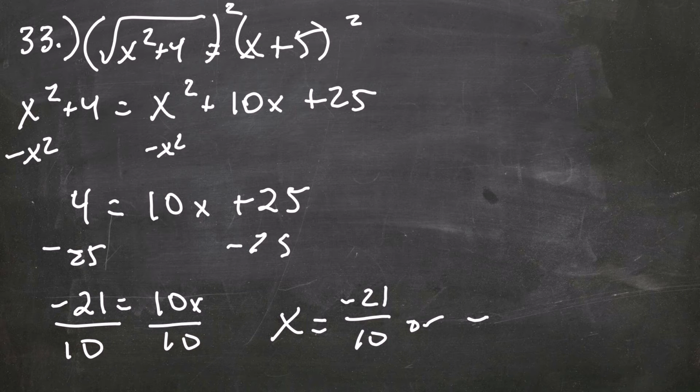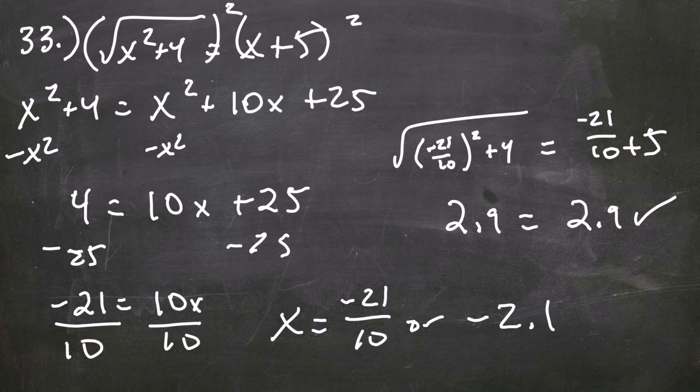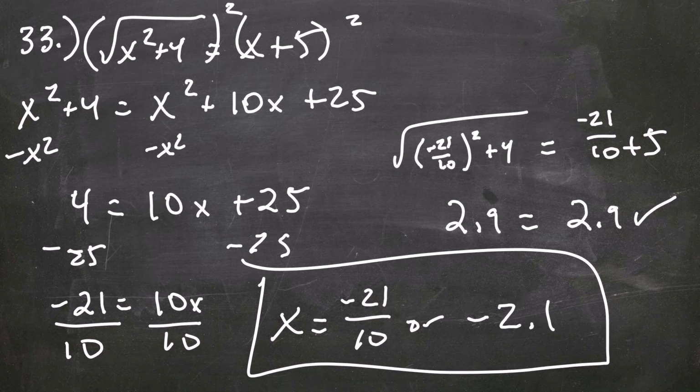Or maybe you have negative 2.1. Either or. Maybe you have negative 2 and a tenth. Either or. Those are all acceptable answers. So now you have to plug it in and see if it works. So I do negative 21 over 10 squared plus 4. Does that equal negative 21 over 10 plus 5? Now when you plug it in your calculator, the left side turns into 2.9. The right side turns into 2.9. So they both work. So this is a good answer. And that's it for 33.